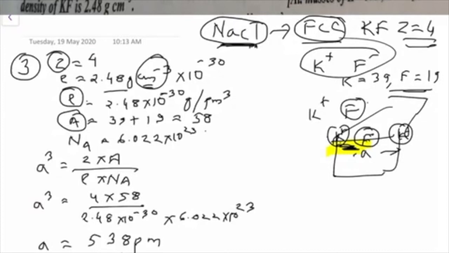So that is why, if I want to find the distance between potassium ion and fluoride ion, that is equal to 538 divided by 2, and this is going to give you 269 picometer. Here it is.